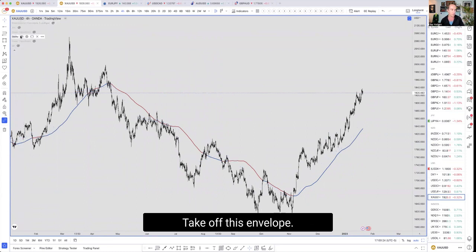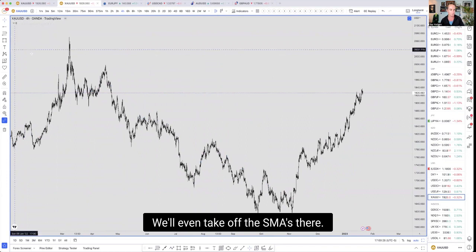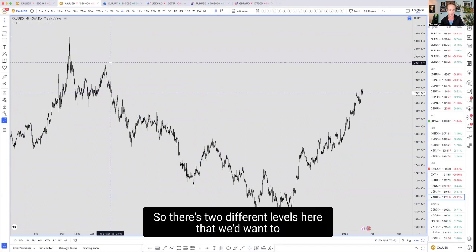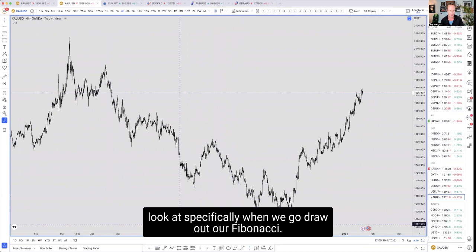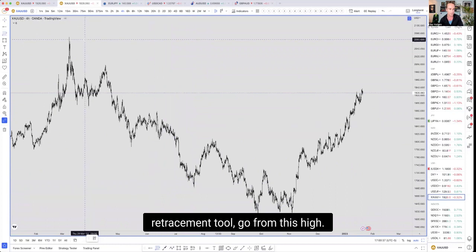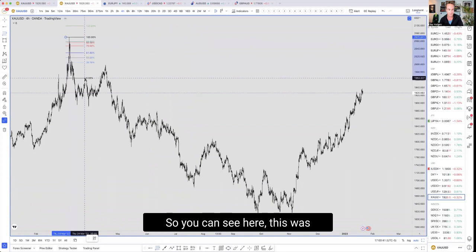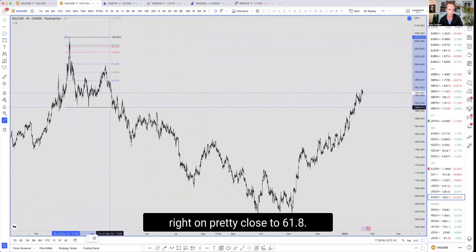Take off this envelope. We'll even take off the SMAs there. There are two different levels here that we'd want to look at specifically when we draw out our Fibonacci. So I'm going to take the Fibonacci retracement tool and go from this high. You can see here, this was pretty close to 61.8.